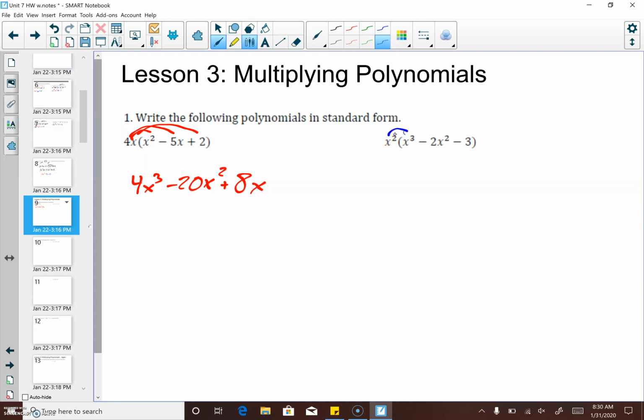In the next one, x squared gets distributed in. So we add our exponents. So 2 plus 3 gives us 5. So x to the 5th minus 2, x squared times x squared. Well, 2 plus 2 is 4. And then minus 3. Since there is no variable, we're just going to put an x squared at the back.